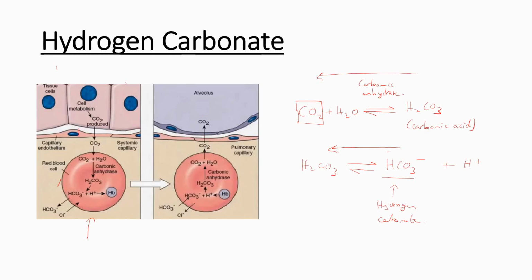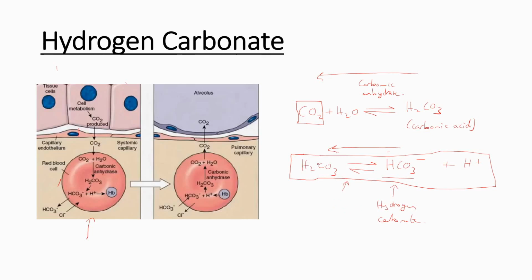Now, hydrogen carbonate is very important in buffering changes in pH. So it's this reaction here, because carbon dioxide can make the blood very acidic. And this is very important because it prevents the pH becoming too low or too high. If this happens, it will denature enzymes, and metabolic reactions will slow down and stop inside cells. And this can be very harmful, and it could cause death.